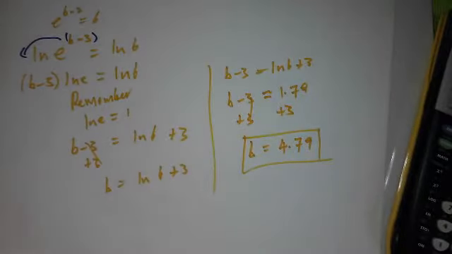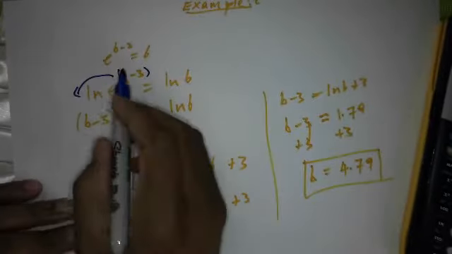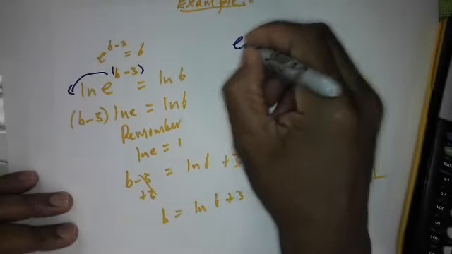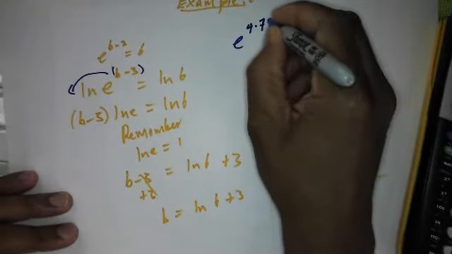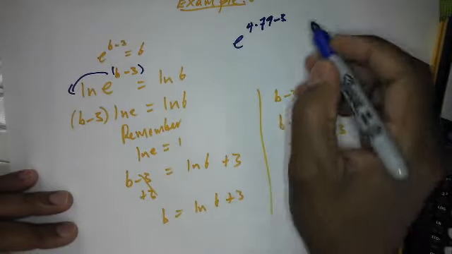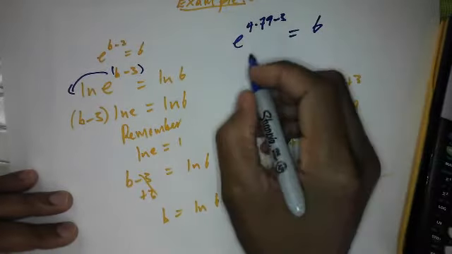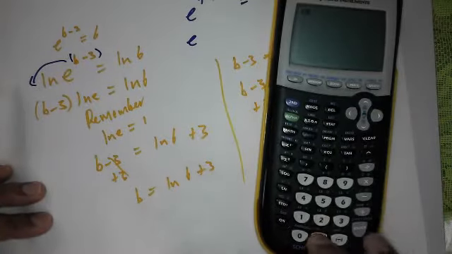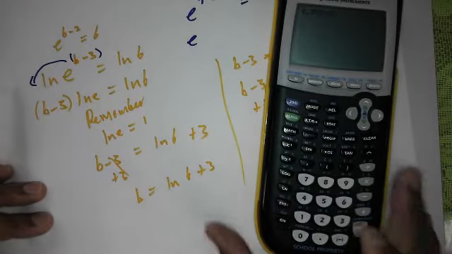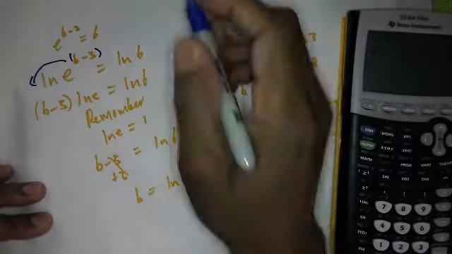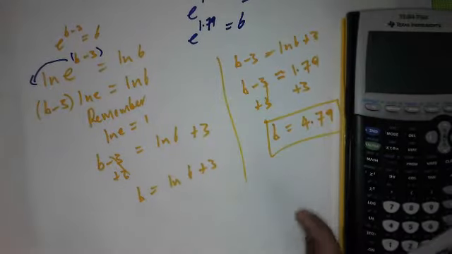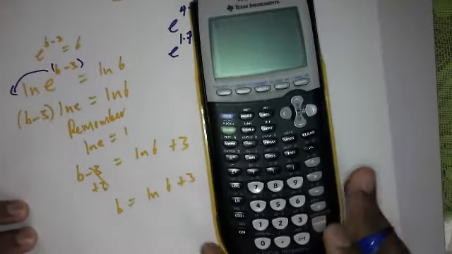Okay, and we could also prove this. Let's prove it. So we know that b is approximately 4.79. So this would be e raised to the 4.79 minus 3, and let's see if that will equal 6. So 4.79 minus 3 is 1.79. So that is e raised to the 1.79. Let's see if that is equal to 6 or close to 6, since it's an approximation.